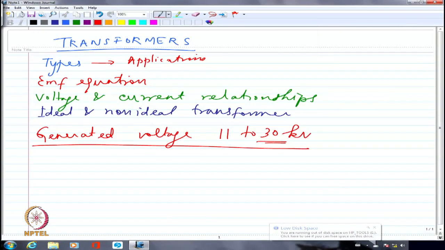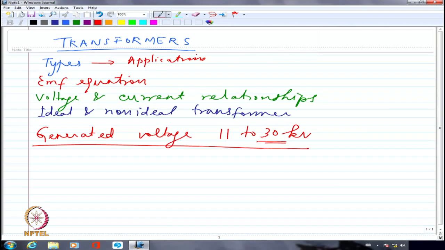But if I try to transmit the power at 30 kilovolts, the current will become enormously high, unhandleable, literally. Because of which I necessarily need to step up the voltage so that I would be able to keep the current within limits despite transmitting extremely large amounts of power, right?